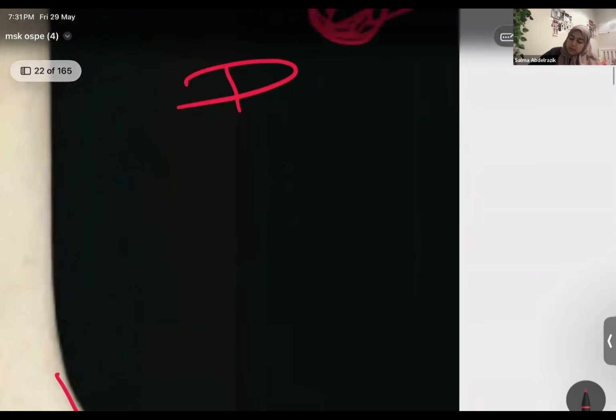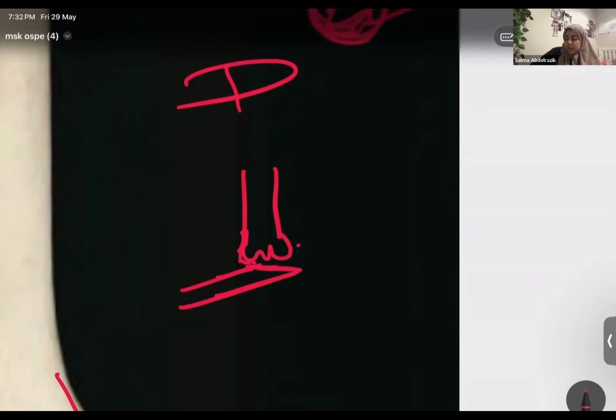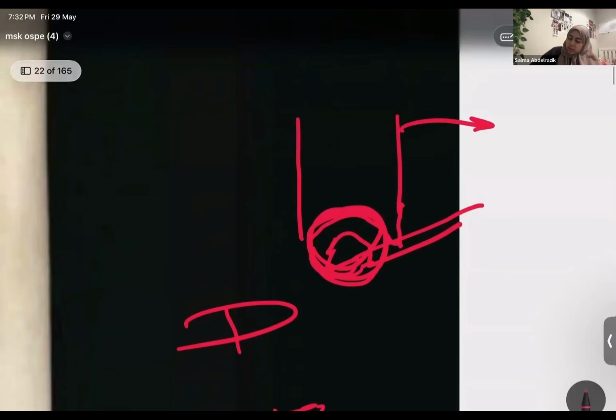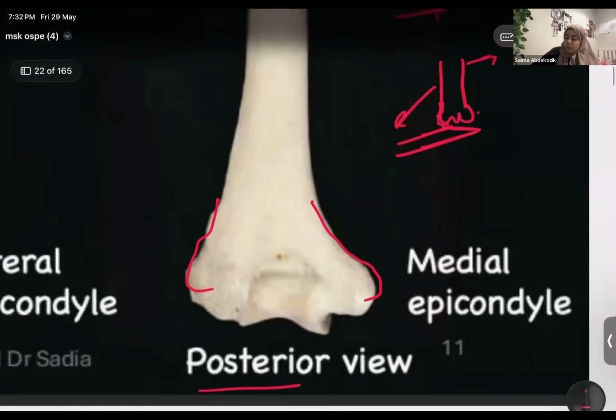From the front, it looks something like this. And now you have the capitulum. Capitulum is over here, trochlea, and the medial epicondyle is like that. And then the rest, if it attaches to the radius and ulna, looks like that. So this can bend forward and backward, and here it can bend forward and straighten to be straight. But yeah, this is how to know anterior from posterior.